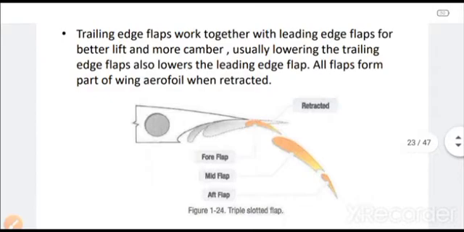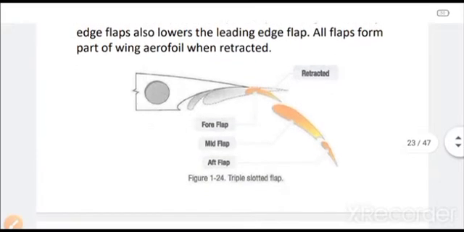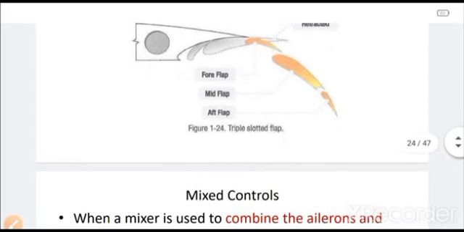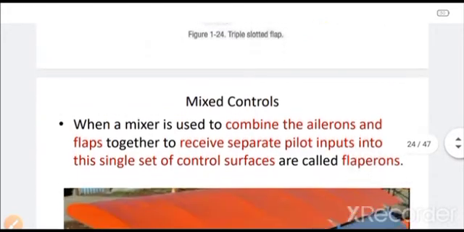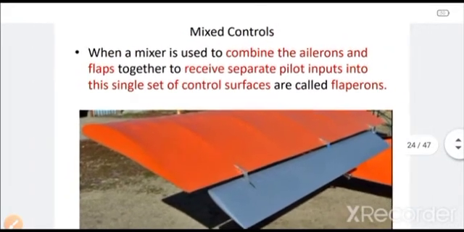So the trailing edge flaps work together with the leading edge flaps for better lift and more camber, and usually lowering the trailing edge flap also lowers the leading edge flap. They work together in most cases, and all flaps form a part of the wing aerofoil when they are retracted. Okay, they basically become part of the wing when they are all retracted. Then we have got mixed controls.